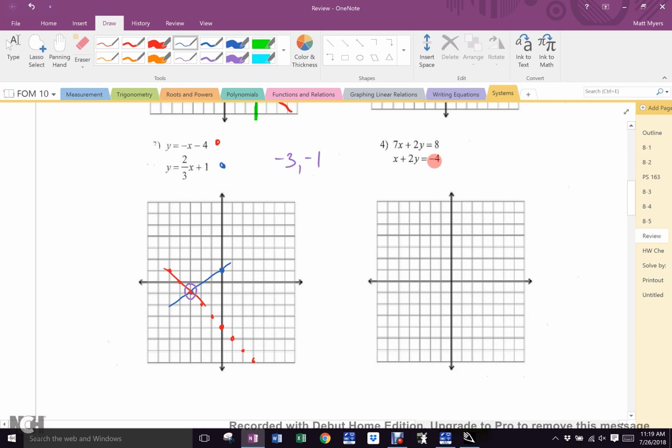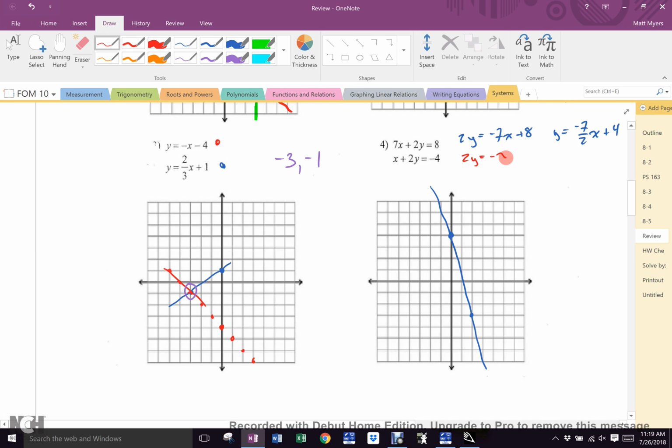Now, what makes these two difficult? They're not in slope-intercept form. 2y equals -7x plus 8. Y equals -7 halves x plus 4. 1, 2, 3, 4. Down 7. 2, 3, 4, 5, 6, 7. Right 2. There's the line.